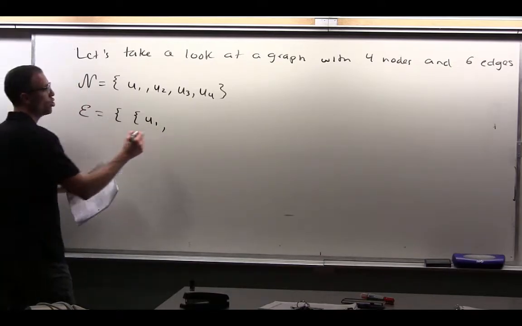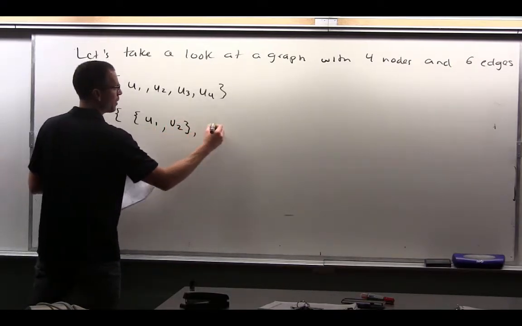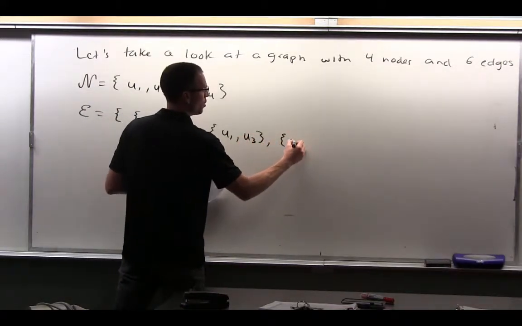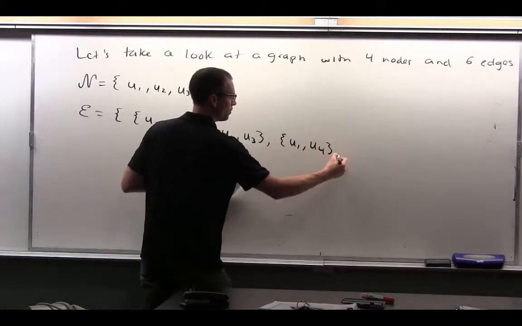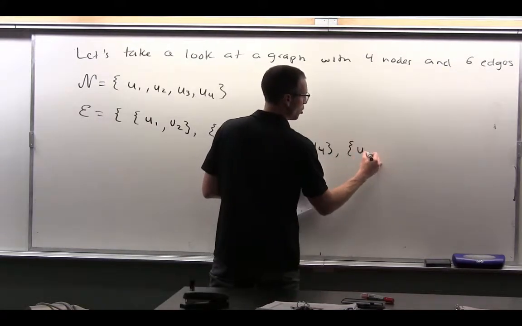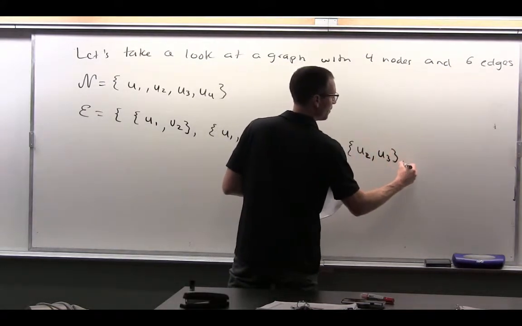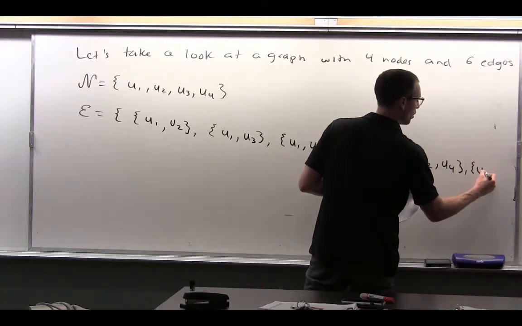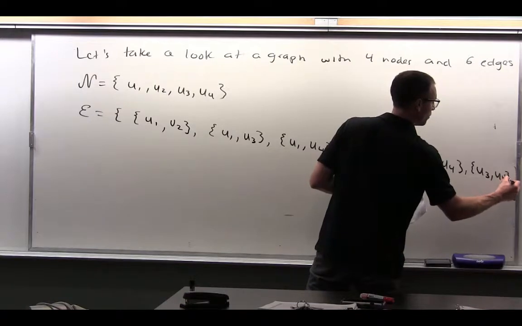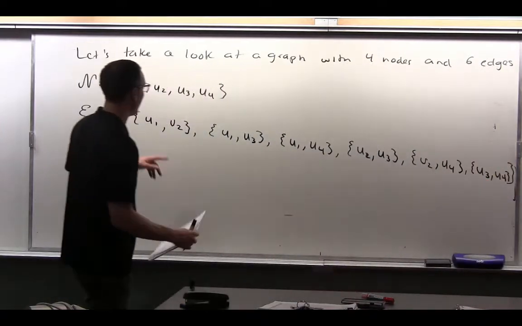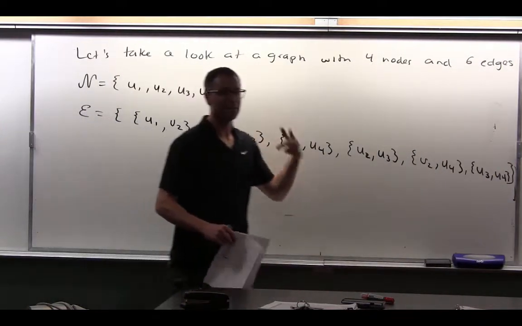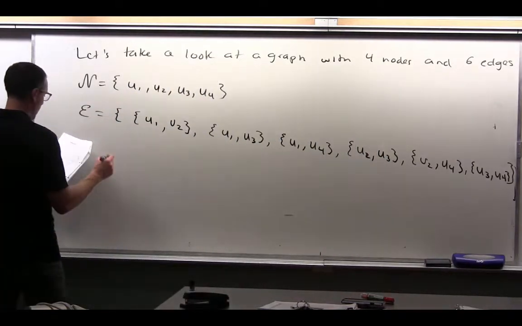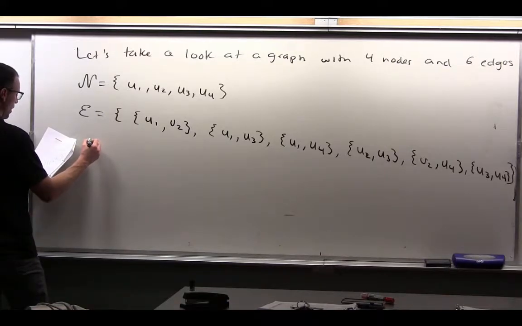So in this case, we'll say U1, U2. The next one we'll say is U1, U3, U1, U4, U2, U3, U2, U4, U3, U4. How many total edges do we have? Yeah, 6 edges. Let's enumerate.